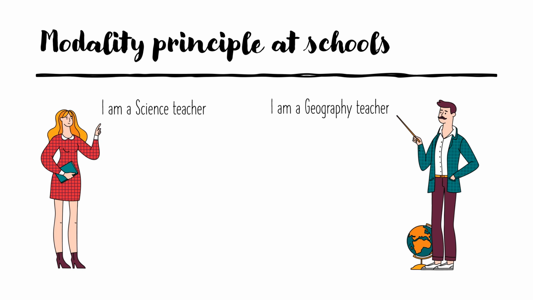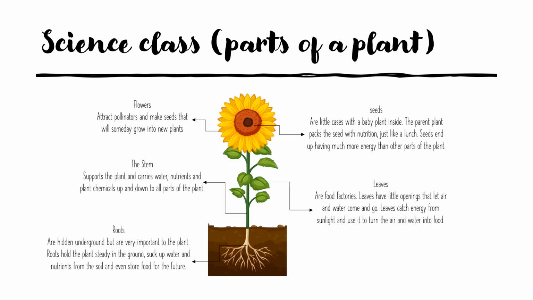In this slide, we want to compare the training methods of two teachers as an example. One of them is a science teacher and the other is a geography teacher. Okay, let's start with the science class. In the science class, the lesson is about parts of a plant. The teacher shows this picture, and the information about each part of the plant is presented by written text. Students should see the picture and read the content to learn about all parts of this flower.